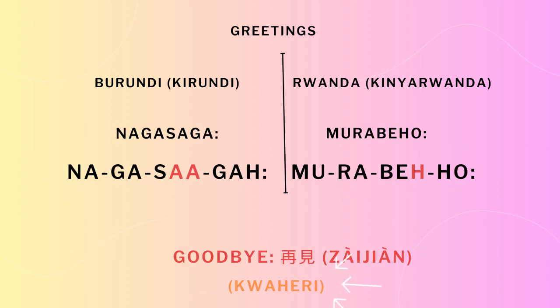How to say goodbye to someone. In Burundi, they use nagasaga, nagasaga. In Rwanda, they use murabeho, murabeho. In Chinese it is zaijian, zaijian. In Swahili it is kwaheri, kwaheri.